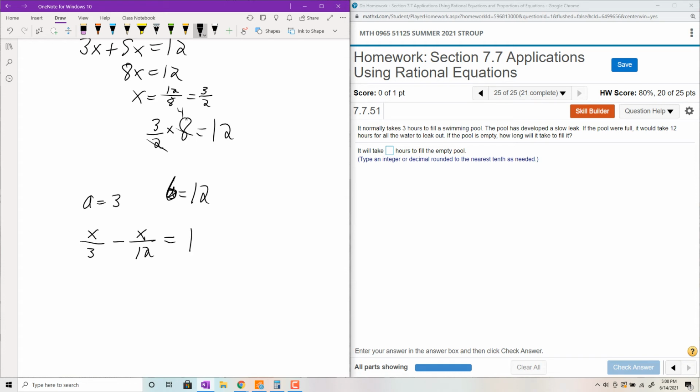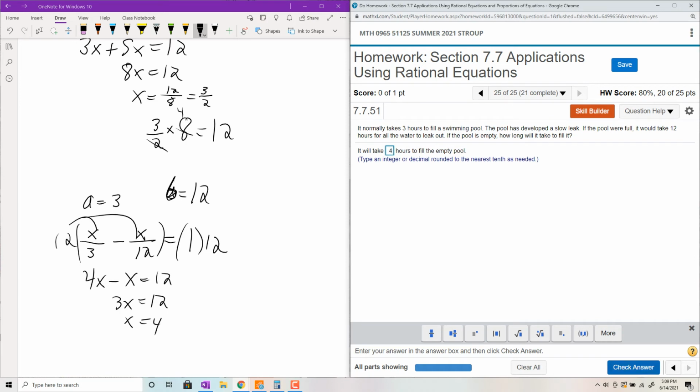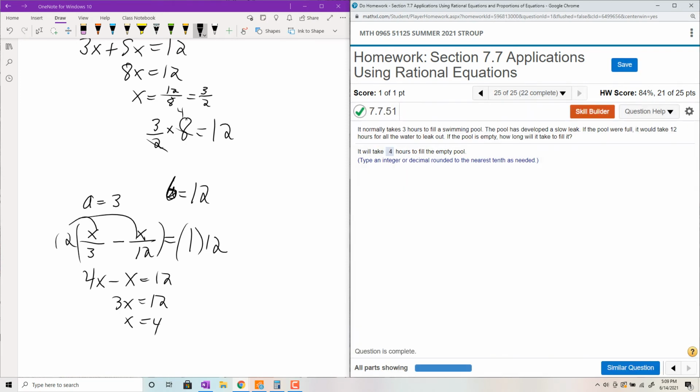So it's just like the other ones where you're going plus, but now because one is not helping, but rather hurting, you're going to put a minus in there instead of plus. I think that'll do it. Let's roll the dice. Okay, so I'm going to multiply everything by 12 and distribute, so I get 4x minus x equals 12, so 3x equals 12, and then x will be 4. I hope it's right. 4? Yay, I got it.